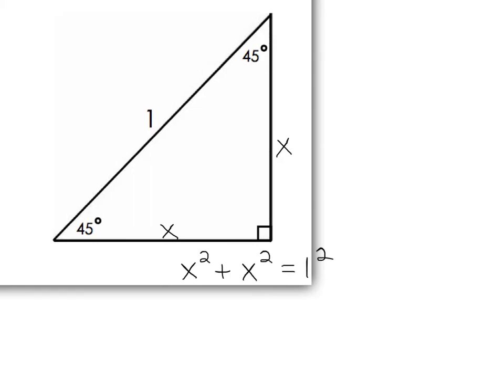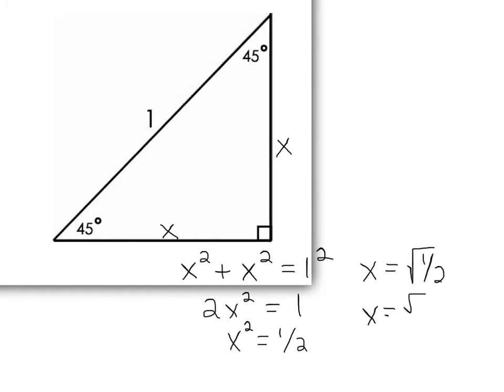This is going to be our Pythagorean theorem. This simplifies into 2x squared equals 1. Divide both sides by 2, and we get x squared is equal to 1/2. If we take the square root of both sides, we get the square root of 1/2, which will rationalize into radical 2 over 2. This means that both my side lengths are radical 2 over 2 and radical 2 over 2.